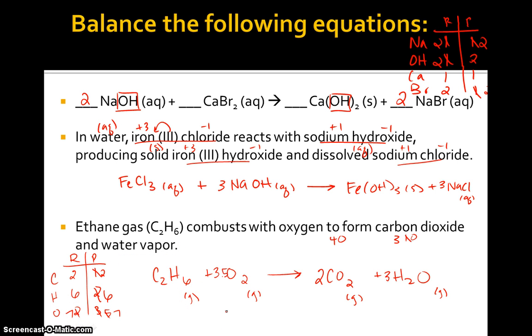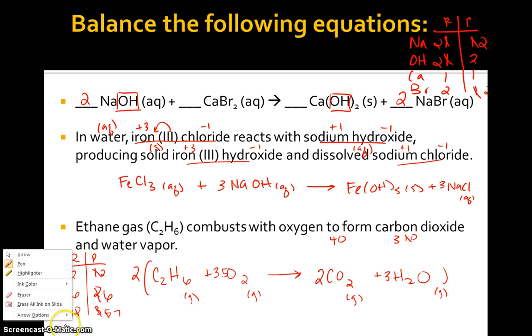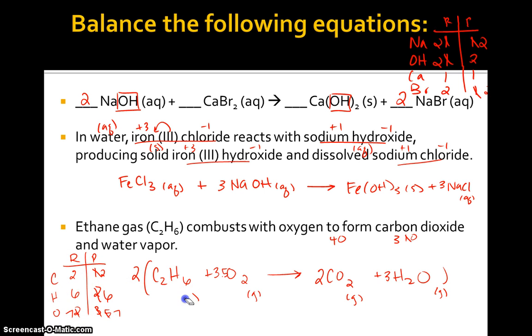But I can't really have half of an oxygen. So what I can do is I can take this entire equation and I can multiply it by 2. I call this the half-Z rule. So when you're balancing, if you get to a point where you need to put in a half atom to make it balance, go ahead and do it, and then when you get done, just multiply the whole thing by 2 to make yourself have whole number coefficients.